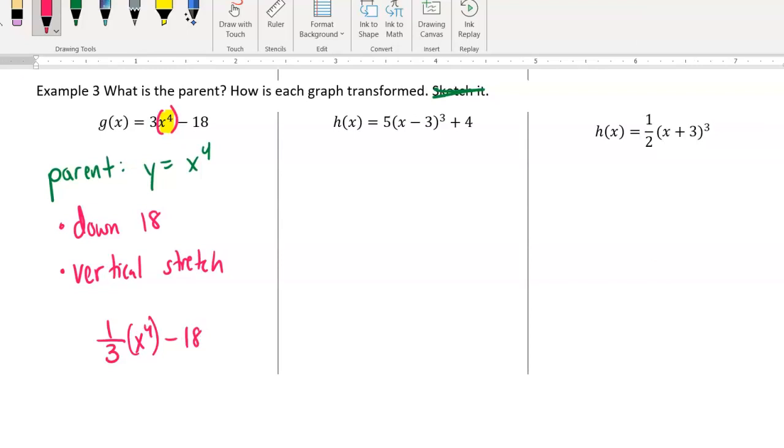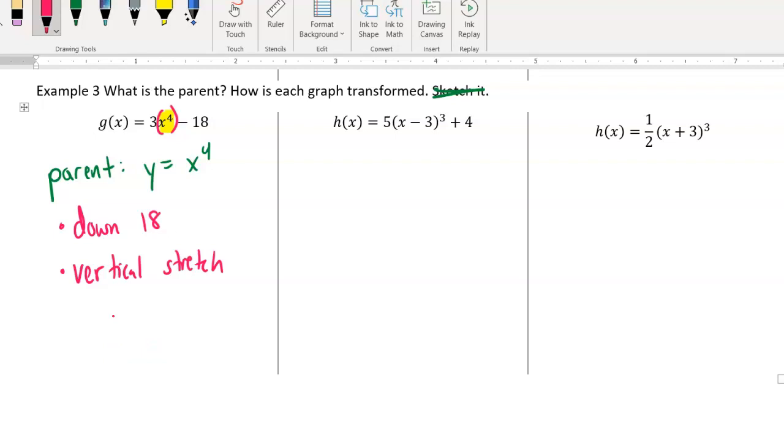Remember, if there's a negative outside of there, that's going to flip it vertically. So even if that had been negative, put the 1/3 back in there. If it had been negative 1/3, that's actually 2 operations. The negative would cause it to flip vertically, and the 1/3 would cause a vertical compression by 1/3 the size. All right, so in a nutshell, that's a review of transformations.